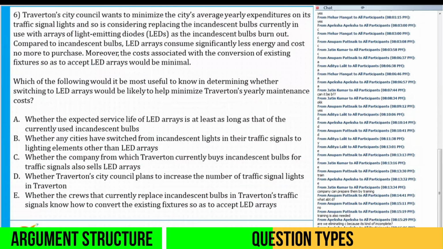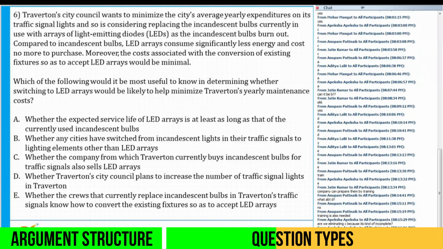Number 6. Traverton City Council wants to minimize the city's average yearly expenditure on its traffic signal lights and so is considering replacing the incandescent bulbs currently in use with arrays of light emitting diodes, that is LEDs, as the incandescent bulbs burn out. Compared to incandescent bulbs, LED arrays consume significantly less energy and they cost no more to purchase. Moreover, the costs associated with the conversion of existing fixtures so as to accept LED arrays would be minimal.